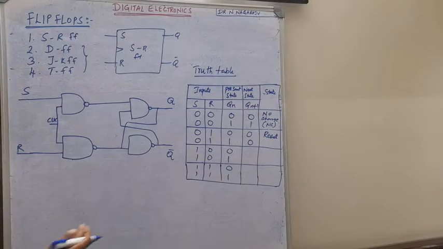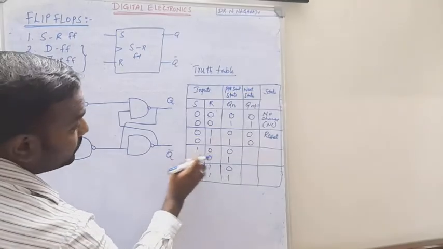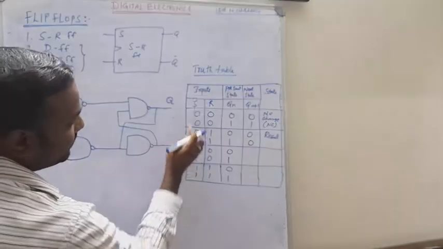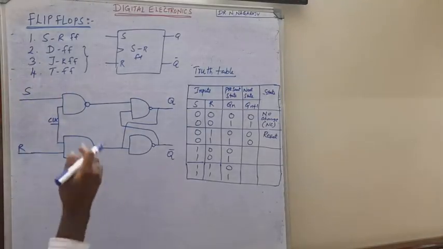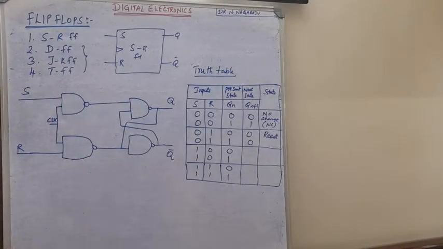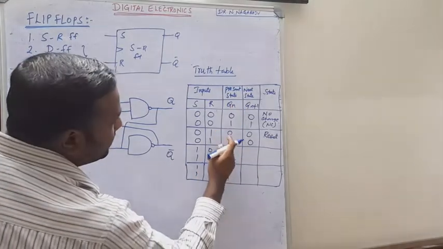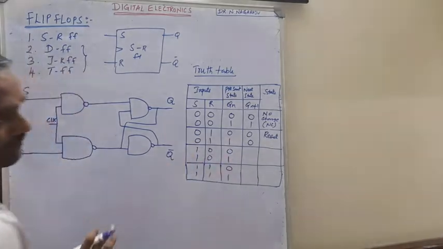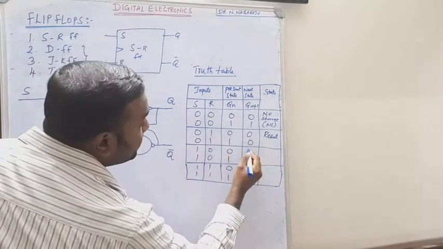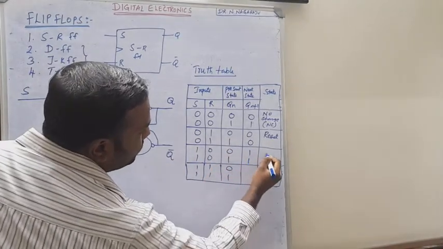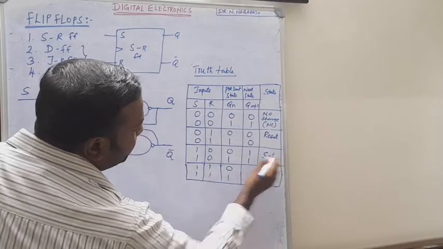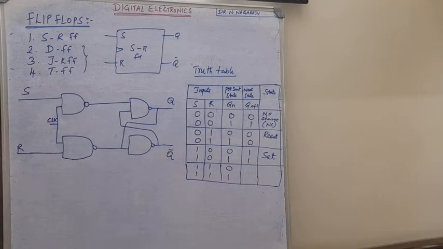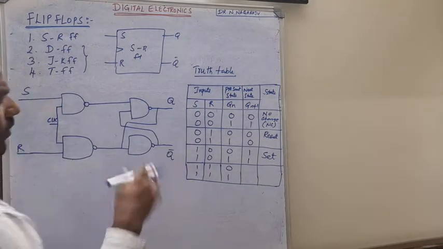Similarly, the next combination is 1 0. Here 1 indicates set, which means logic 1. So whatever the value in the present state, whether it is 0 or 1, you will get the set state, that is 1 1. So the state is the set state, because S is equal to 1. Next, the fourth combination.